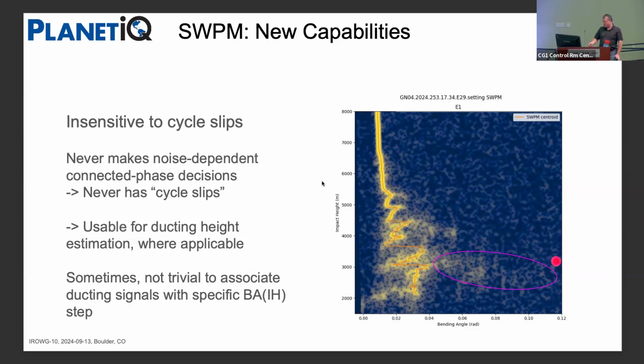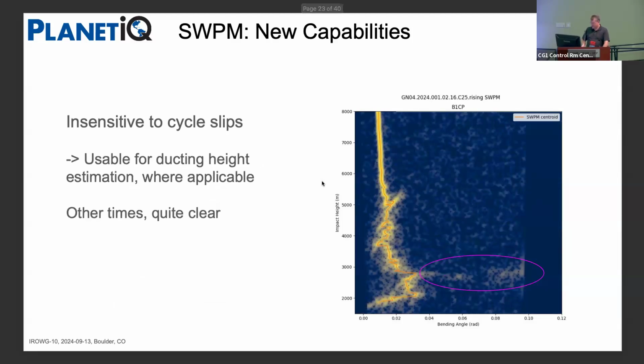The profile is going all the way out to about negative 350 kilometers below the limb out here. And all this signal energy is related to one of these sharp bending angle peaks. Now, sometimes it's not super clear to identify which bending angle peak that comes from. But in other cases, it's extremely clear. And so we're using this as an aid to identify exactly when ducting is occurring and at which height it's occurring.